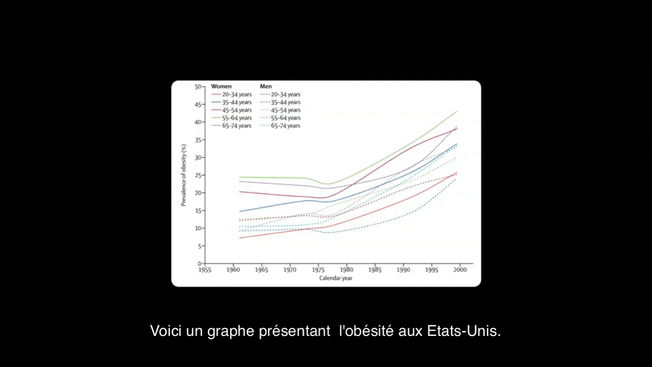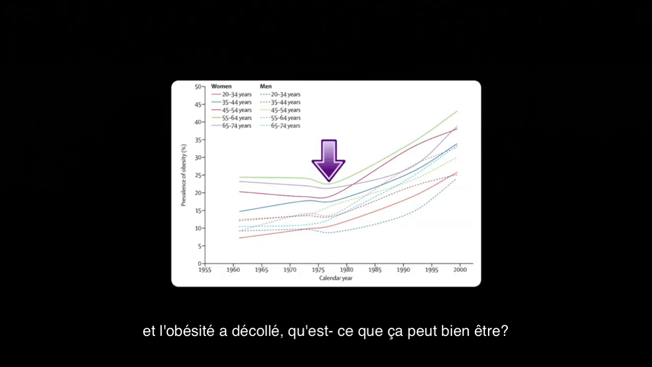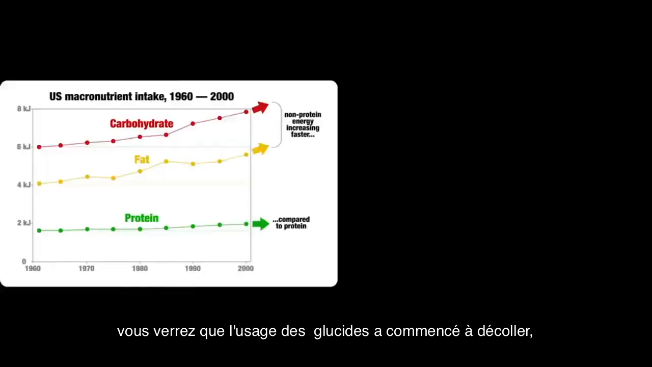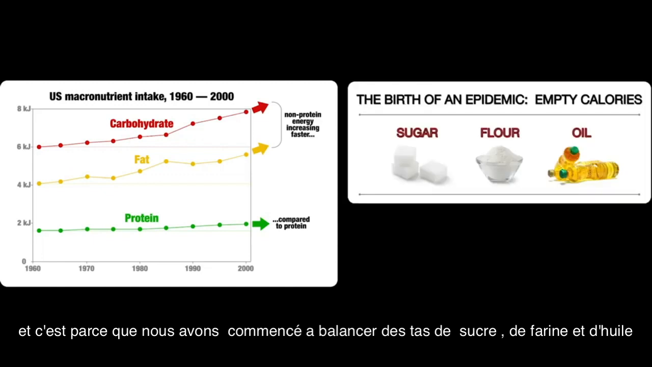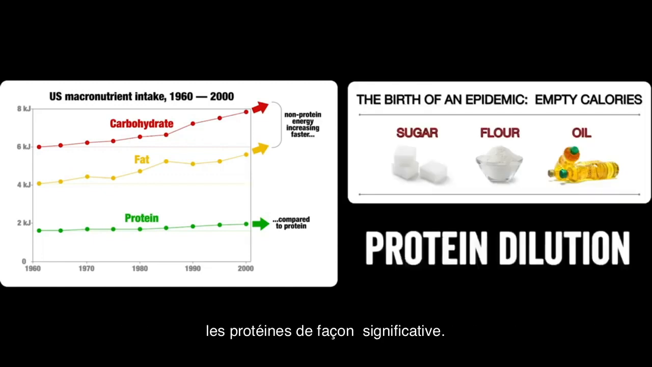Now, this is a graph of obesity in America, and somewhere back in the 1970s, something happened and obesity took off. What was it? If you look at the macronutrients back then, you will see that carbohydrates started taking off and fat started taking off, and that was because we dumped a bunch of sugar, flour, and oil into the food supply, and we diluted protein significantly.